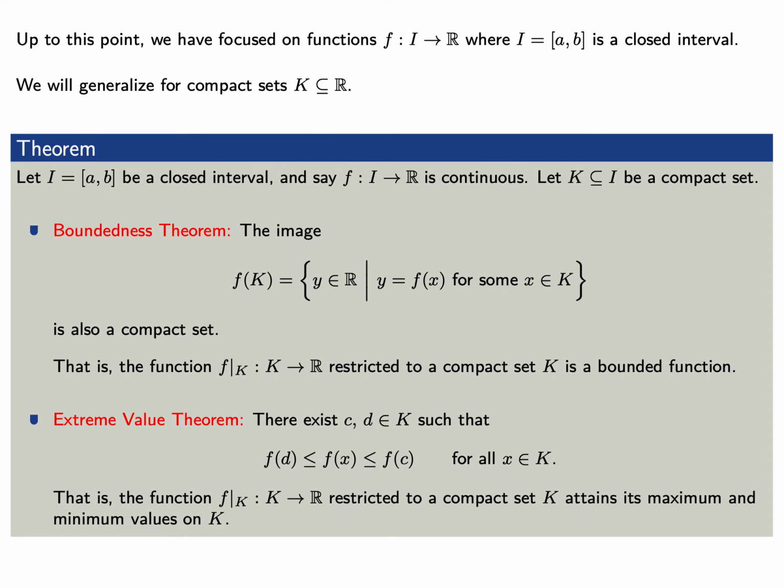Next, we have the extreme value theorem. This says that there exist numbers c and d in K such that f of d is less than or equal to f of x is less than or equal to f of c for all x in our compact set K. That is, our function, when restricted to a compact set, attains both its maximum and minimum values on this compact set. So here we have a generalization of two theorems that we've considered all along. But now we're considering our function not just on closed intervals I, but we have our function f on any compact set K.